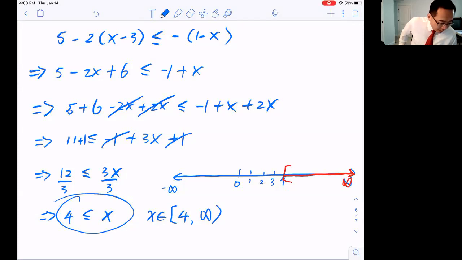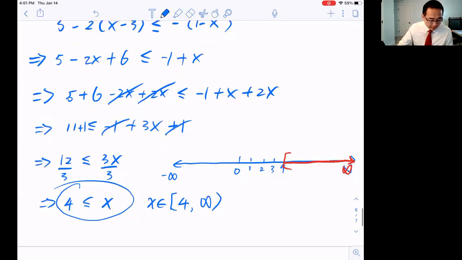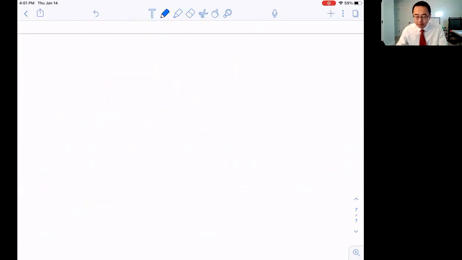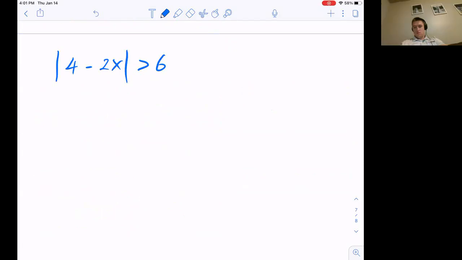Okay. Now, let's talk about inequalities with absolute values. That one can be a little bit tricky, right? So let's start simple. What if I have the absolute value of 4 minus 2x is greater than 6? How do you solve this? Okay, so go ahead and work on this and see if you can get it.